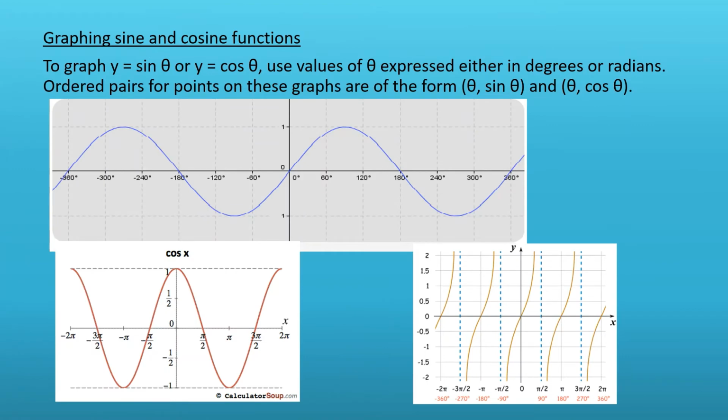Graphing sine and cosine functions. To graph y equals sine theta or y equals cosine theta, use the values of theta expressed either in degrees or radians. Ordered pairs for points on these graphs are of the form theta, comma sine theta and theta, comma cosine theta. So remember that these values can always be expressed in either degrees or radians.